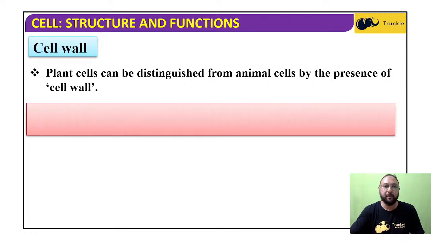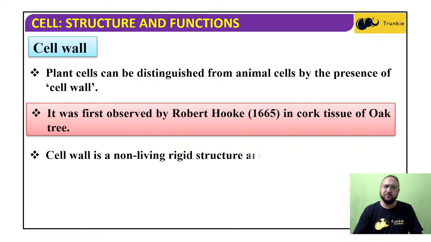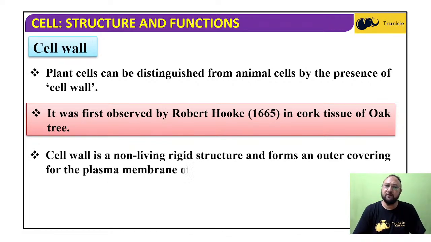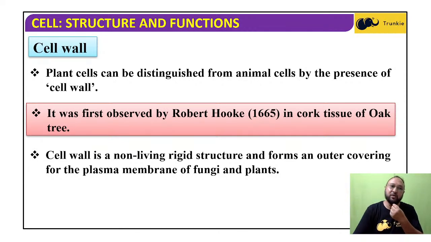It was first observed by Robert Hooke in 1665 in the cork tissue of oak tree. He is one of the very famous scientists. When observing the cork tissue of oak tree, and you know cork is dead tissue, he found that there is some kind of compartmentalization in the tissue. After some research and study, he came to know this is the cell wall.